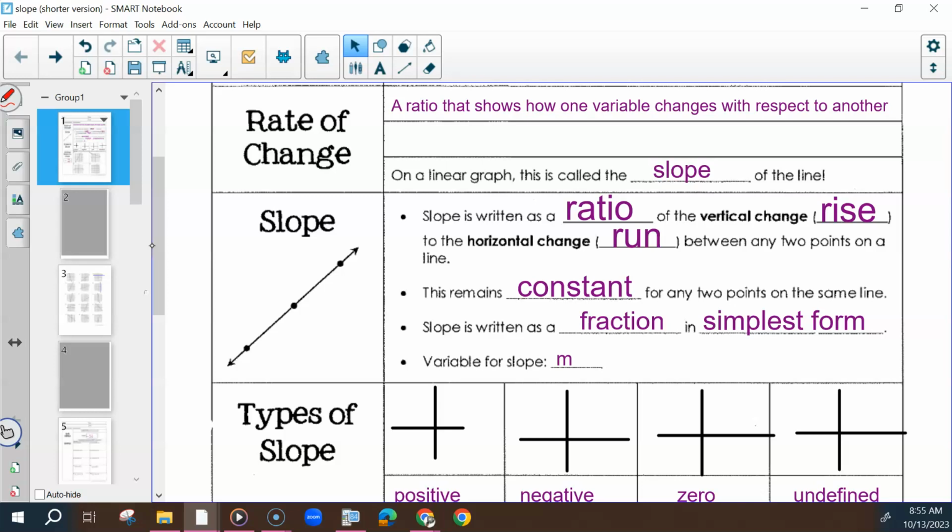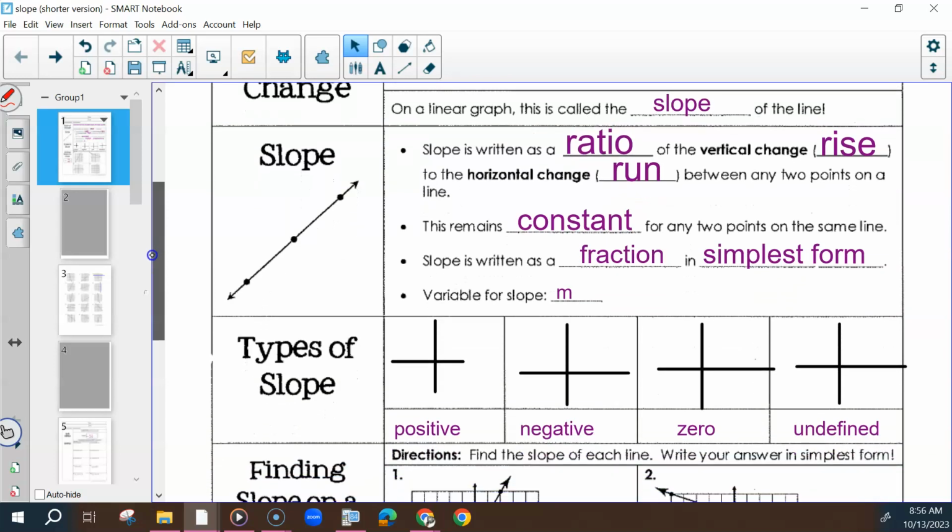Slope is written as a ratio of the vertical change, the rise, to the horizontal change, the run, between any 2 points on a line. This remains constant for any 2 points on the same line. That means between point A and point B, the slope is the same as point B and point C and point D, and so on and so forth. Slope is written as a fraction in simplest form, and the variable for slope is m. I'm also going to have you write or draw in these axes and these graphs. We're going to draw in what these look like and talk about them.